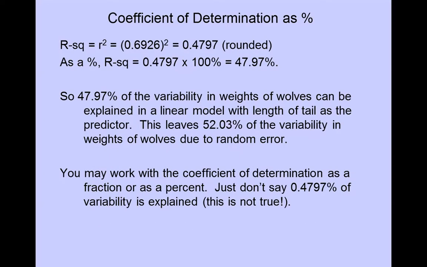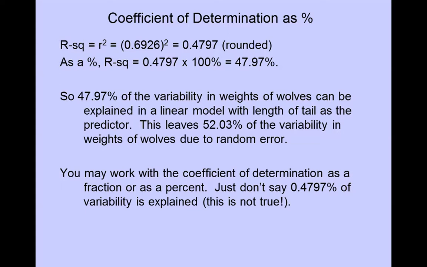Now if we write the coefficient of determination or the R squared value as a percent, we still go through the same process. So we square R, but then we multiply it by 100 to make it a percent. So instead of 0.4797, we have 47.97%. So we would say that 47.97% of the variability in weights of wolves can be explained in a linear model where length of the tail is the predictor, and that leaves 100 minus the 47.97 or 52.03% of the variability in weights of wolves due to random error.